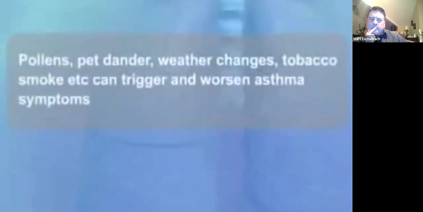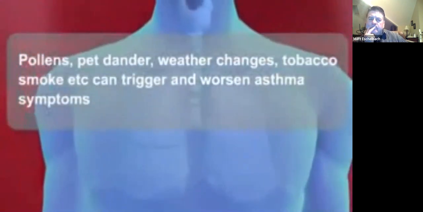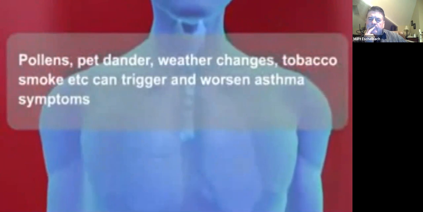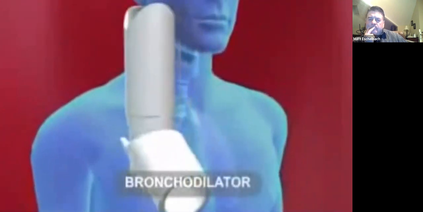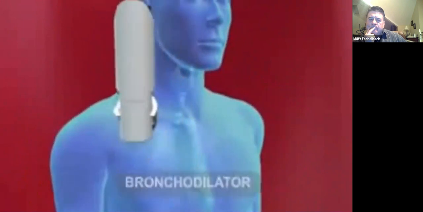Pollen, pet dander, weather changes, tobacco smoke, etc. can trigger and worsen asthma symptoms in susceptible patients. Short-acting bronchodilator drugs, which can be inhaled, provide immediate dilation of the constricted bronchi. All right, so that's a treatment plan.